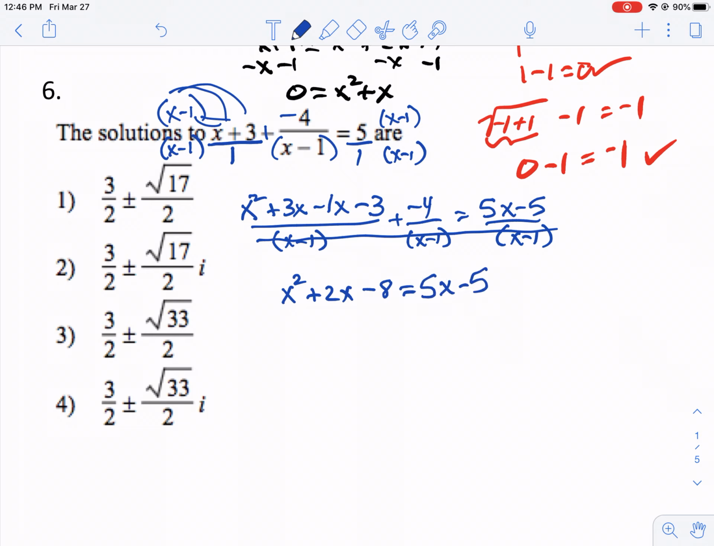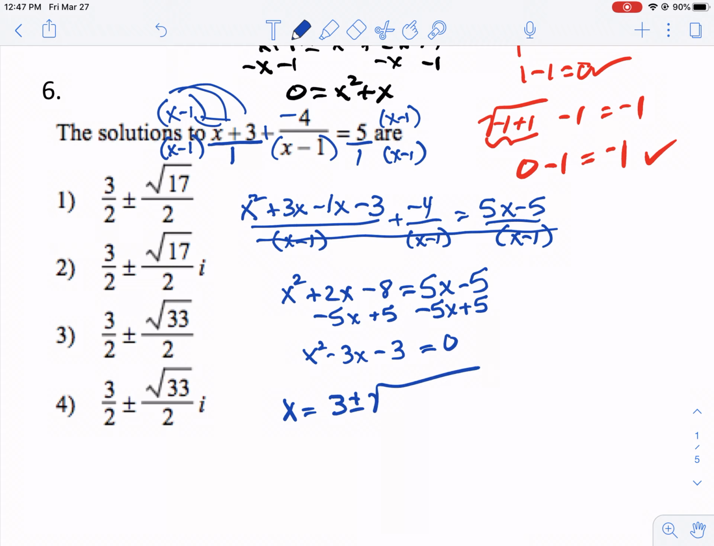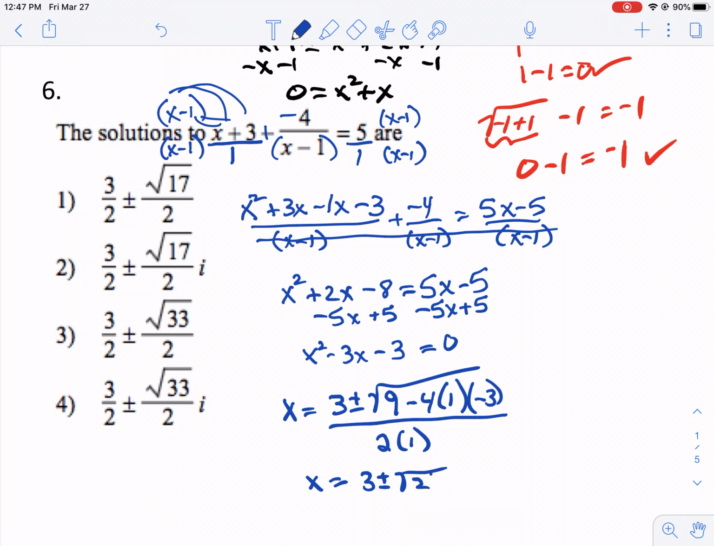Like we said, with those answers, that's definitely quadratic formula. So let's set it equal to 0. X squared minus 3x minus 3 equals 0, and x equals negative b, so that's going to turn to a positive 3. B squared is 9 minus 4 times 1 times negative 3 all over 2 times 1. So we get 3 plus or minus square root of, let's see, 9 plus 12 is 21 all over 2.